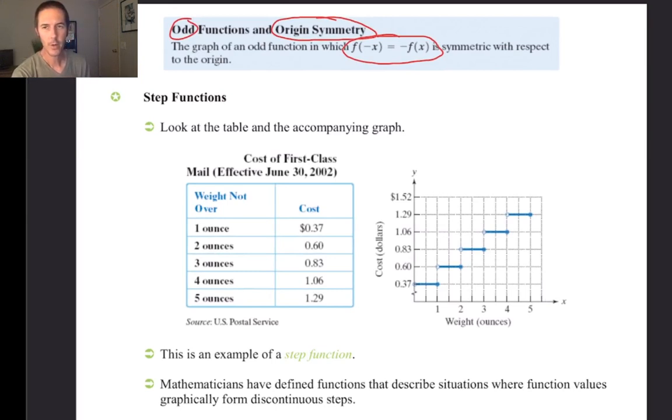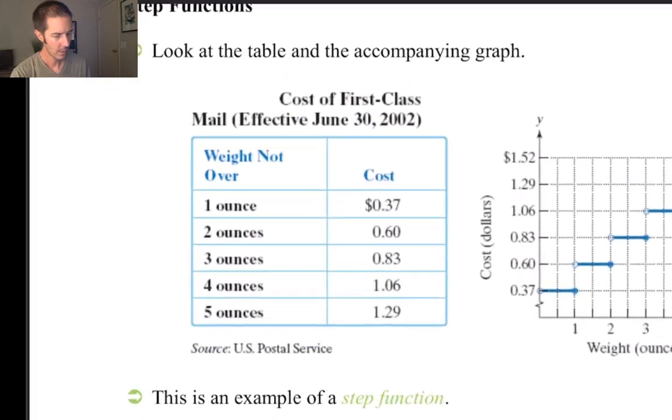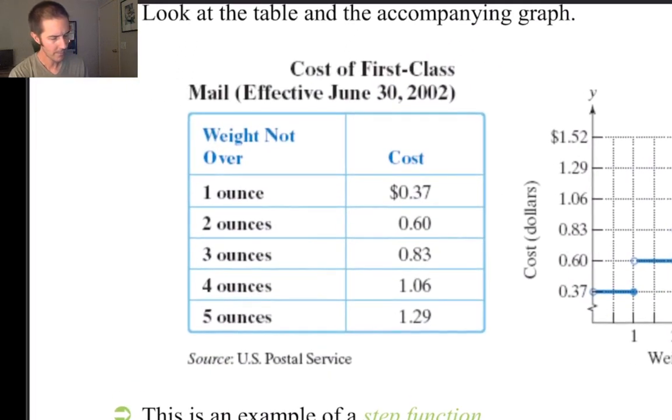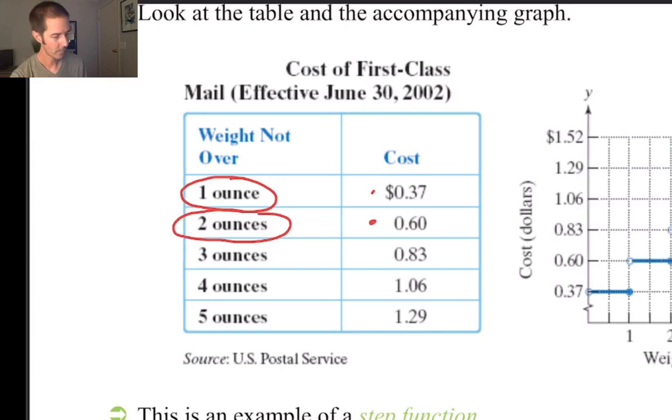Something that we don't see very often is step functions. And this is the kind of classic example, is that our mail system uses step functions. And what they do is they say, well, if you have a package and you're going to send it, and that package weighs between 0 and 1 ounce, in other words, if it's less than 1 ounce, we're going to charge you 37 cents. And if it's over 1 ounce but not over 2 ounces, then we're going to charge you 60 cents. What if it weighs 1.5 ounces? 60 cents. What about 1.1 ounces? 60 cents. And so on.